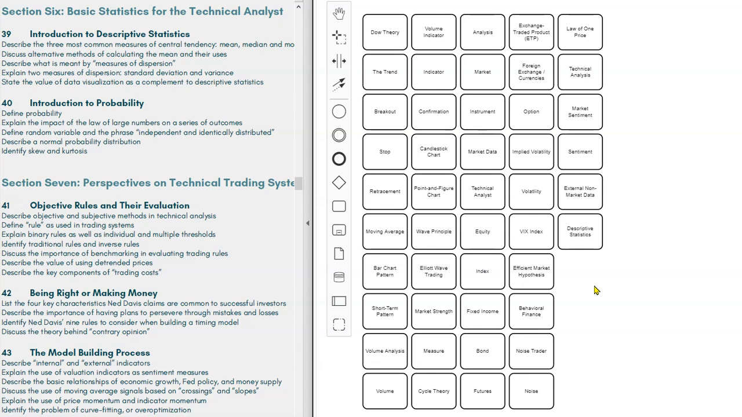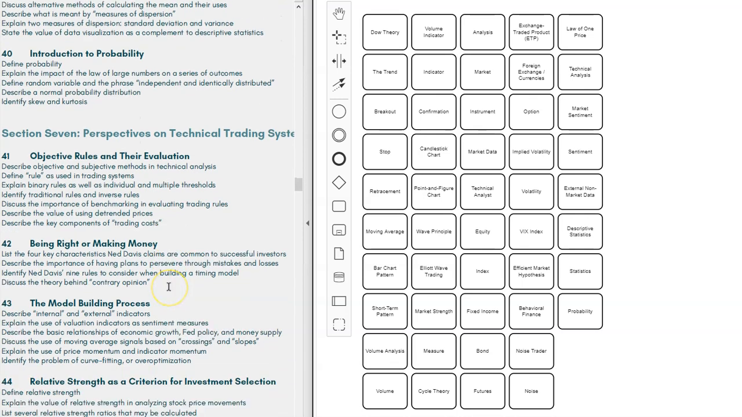So that means there's other types of statistics that maybe are not descriptive. So probably should learn the other type: probability. I say probability, you say probability. Objective rules. The evaluation of objective rules. That's really important.